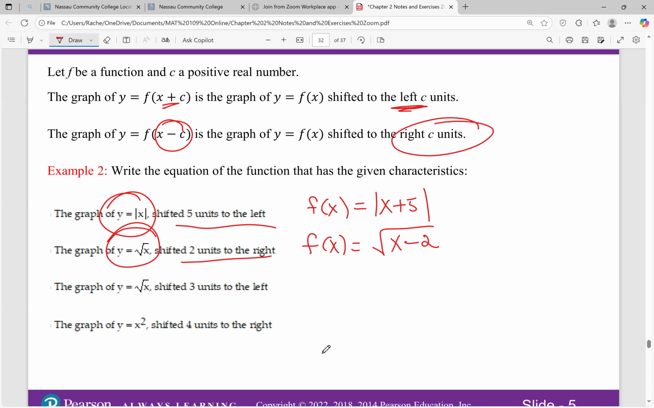So let's look at the next one. Let's shift our square root function 3 units to the left. So my equation is going to be f of x is equal to the square root of x plus 3, because we want to shift it 3 units to the left. So it's a horizontal shift.